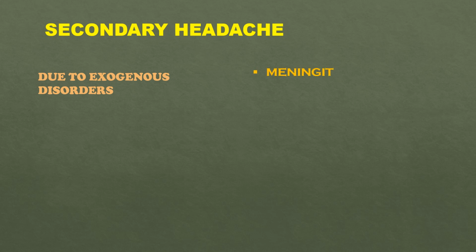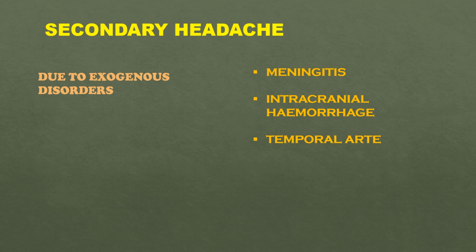Secondary headache, on the other hand, is the headache arising due to an already existing disease of the brain or surrounding areas or any systemic illnesses, that is, due to an exogenous cause. They include meningitis, intracranial hemorrhage, temporal arteritis, brain tumor, glaucoma, etc.